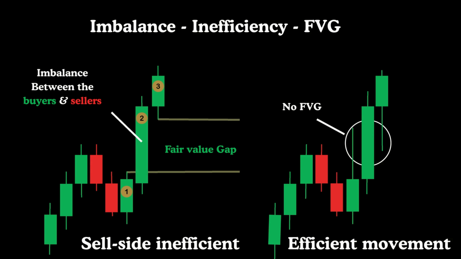Now, how can we use this to our advantage? When the price moves significantly and leaves fair value gaps behind, it usually returns to these areas to fill the gap and restore balance. These areas become extremely important supply and demand zones, offering potential trading opportunities. In this example, the price is moving in an uptrend. In this area, the price has created fair value gaps indicating buy-side imbalance and sell-side inefficiency.